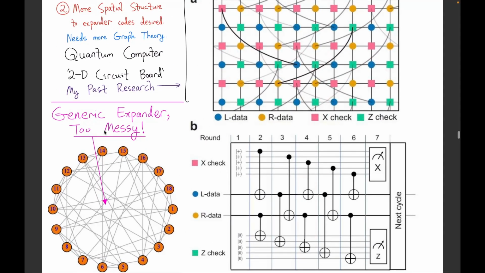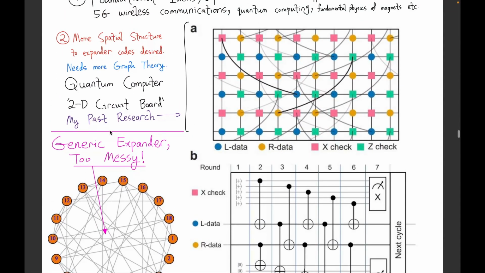So here's some pictures. A generic expander graph has these many crazy connections and it's very, very messy. It's very hard to put it on a circuit board. So we need more graph theory. For example, in a quantum computer, we have a 2D setup and I want some kind of nice structure. So in this case, I put it on a 2D grid with some simple connections that are translationally invariant. And this is some of my past research. And that's the main place where expander codes can improve.